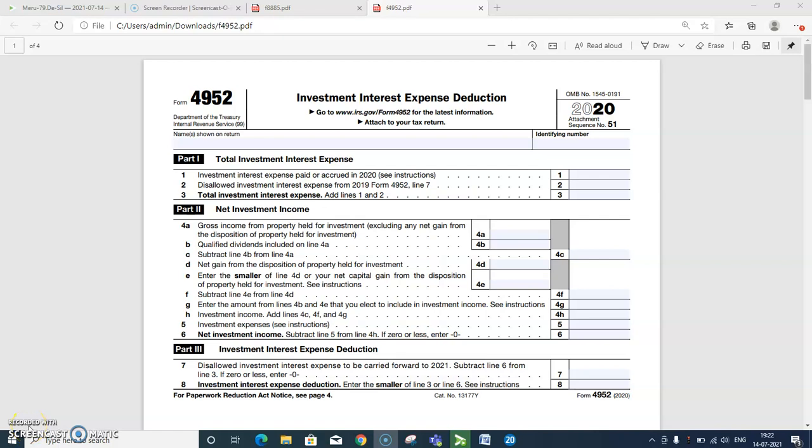Hello everyone. Today we are going to discuss Form 4952, Investment Interest Expenses Deduction. IRS Form 4952 determines the amount of deductible investment interest expenses as well as interest expenses that can be carried forward. The form must be filed by individuals, estates, and trusts seeking a deduction for investment interest expenses. Certain expenses cannot be deductible, such as home mortgage interest and qualified dividends.